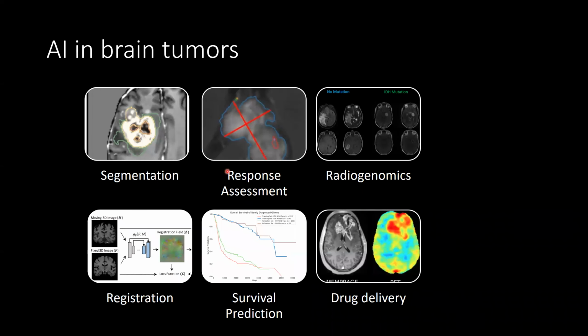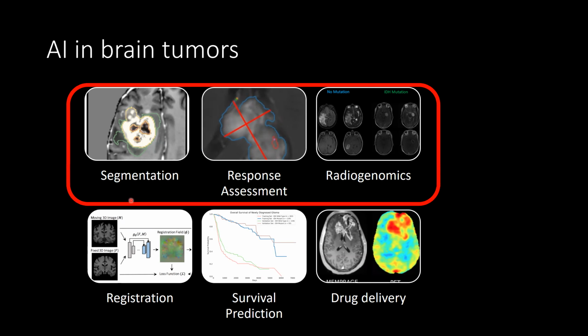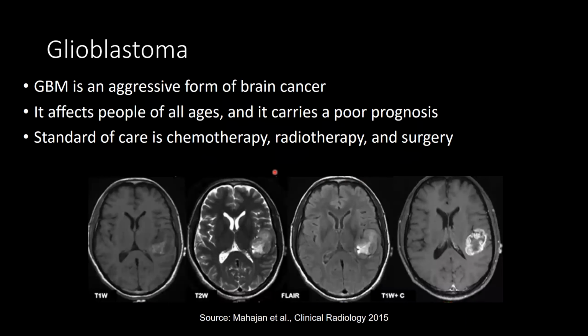There are many different areas of research for AI and neuroimaging, and today I'll specifically touch on a couple of those areas related to segmentation, response assessment, and radiogenomics. GBM is a very aggressive tumor with dismal outcomes, as you all know. Imaging plays a key role in the diagnosis, treatment planning, and response assessment in GBMs. And thus, there's a lot of opportunity for sophisticated image analysis techniques that use these artificial intelligence techniques.